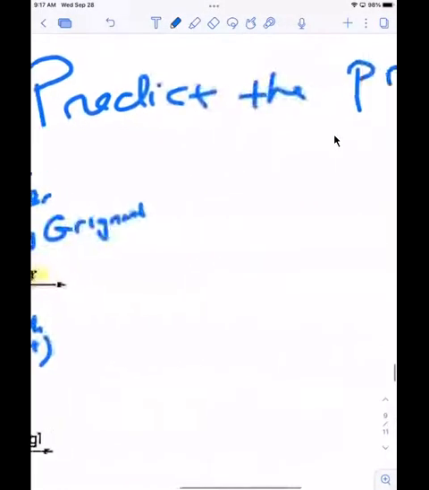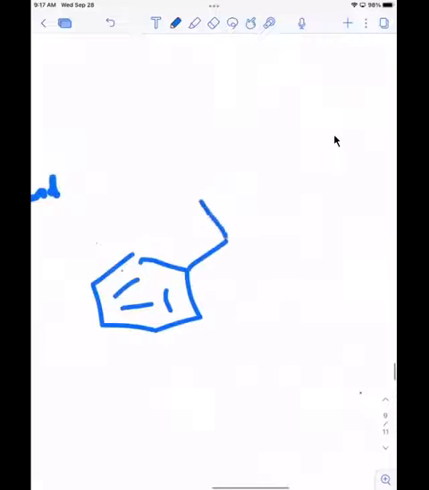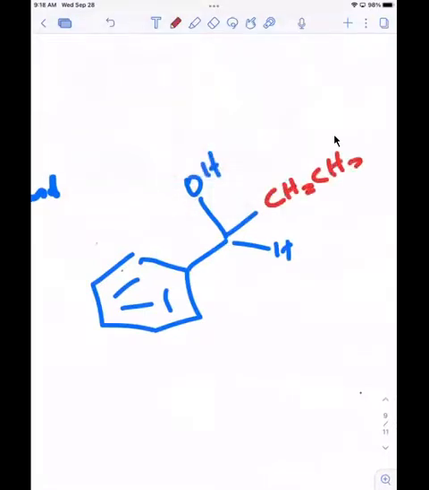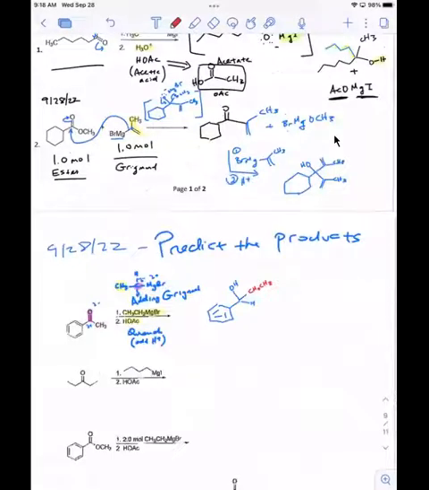So the product over here is going to look like this, right? This doesn't change. None of that reacts. It's going to be an alcohol. And here, it's that CH2 carbon that's going to attack. Is that clear? Yeah. Okay. All right. Let's do the next one.